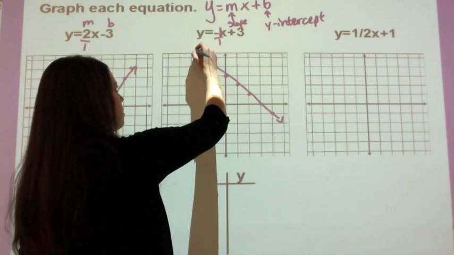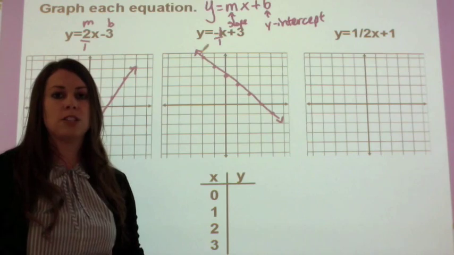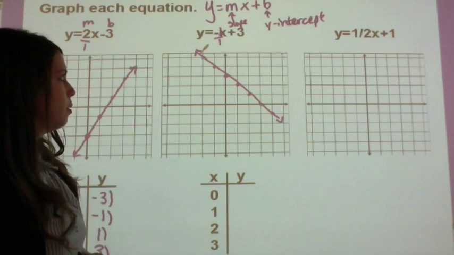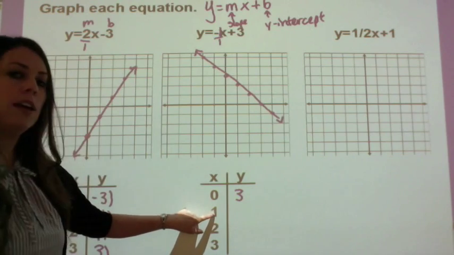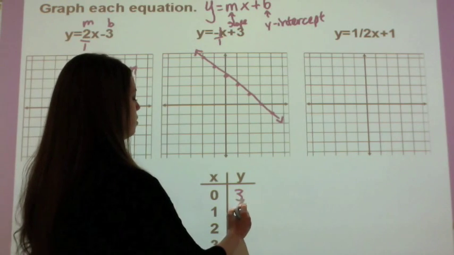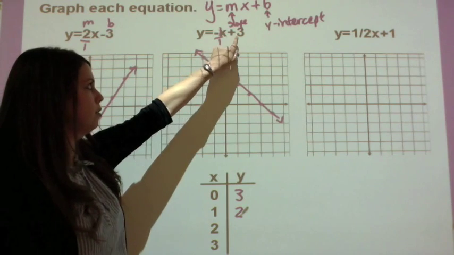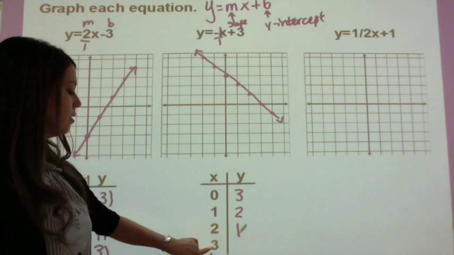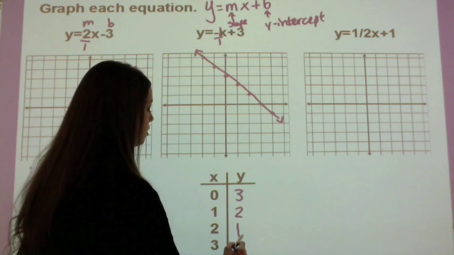The other way to graph this line is by using a table. So again, my values 0, 1, 2, and 3. I'm going to plug in 0 for x. Negative 0, which is 0, plus 3 is 3. Plugging in 1 for x, negative 1 plus 3 is 2. Plugging in 2 for x, negative 2 plus 3 is 1. And plugging in my last number, 3 for x, negative 3 plus 3 is 0.